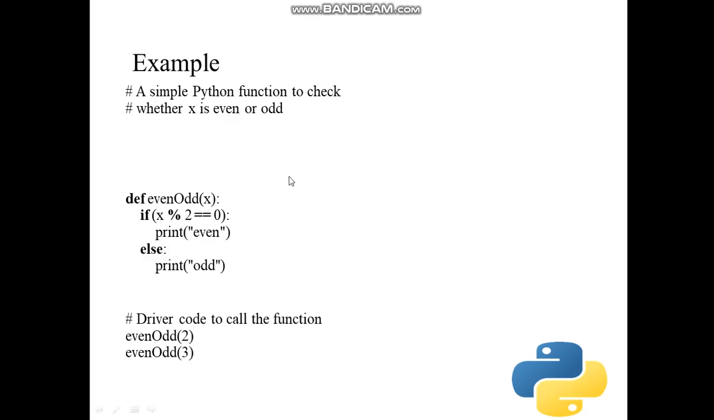Next program is a simple Python program to check whether x is even or odd. So I'm writing a function def even odd where I'm passing x. If x mod 2 equals 0, that's the logic, so it is even, else it is odd. Now I am calling the function even odd 2. So it will print even. Then again I am calling even odd, it will give me even. Oh, sorry, odd. Correct?